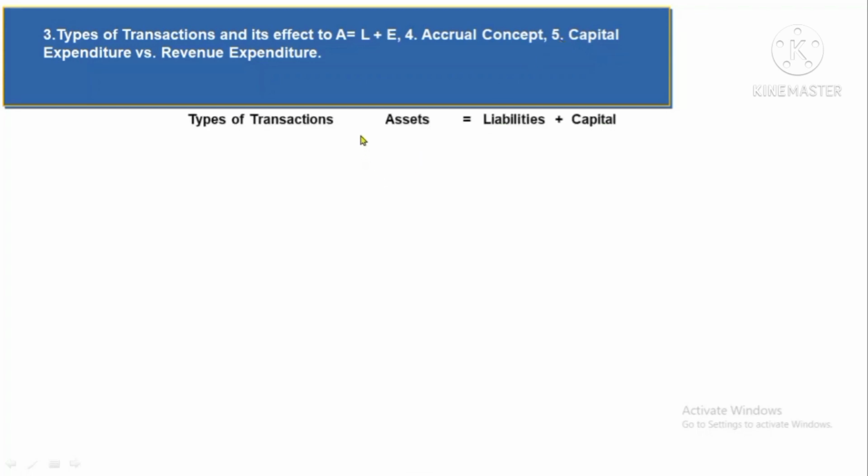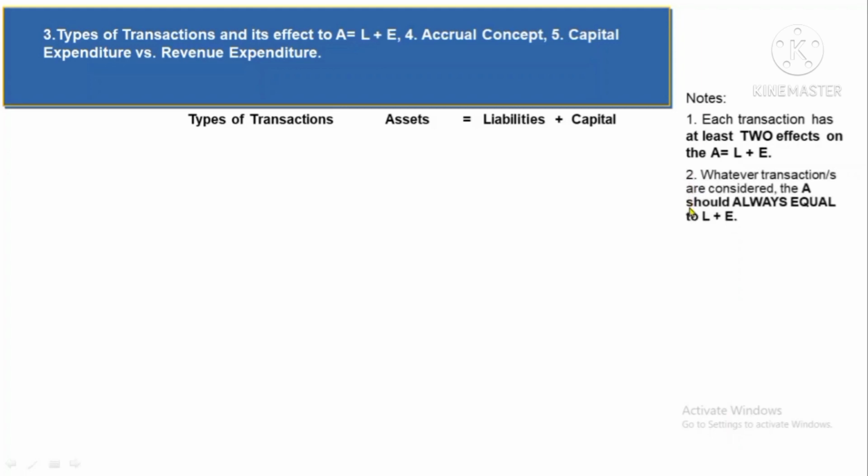transactions and how they will affect the assets, liabilities, and the capital. But before we do that, here are some important notes. The first one is, each transaction has at least two effects on the A is equal to L plus E. That means, if one asset increases or decreases, there should be at least another asset or liability or equity account that will also be affected. And number two, whatever transactions are considered, the equation A is equal to L plus E will always be true.